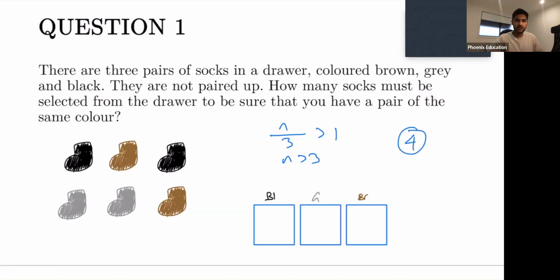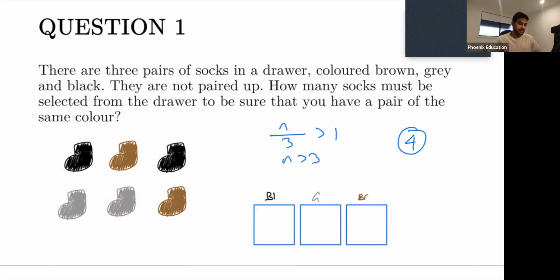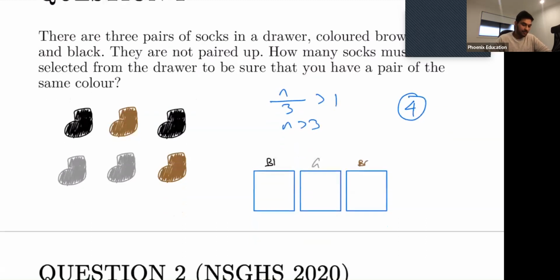Now this question is pretty intuitive. You could do this without using the formula. If you just think about it with these questions, think about it as the worst case scenario. Let's say that you're picking socks. The first one you pick is black, the second one you pick is brown, and the third one you pick is gray. So the worst case scenario is that you pick one of each color, and so far you haven't picked any of the same color. On the 4th sock, you'll have to pick one of the matching socks, one of the colors that matches, because you've already picked out all the colors. So that's why it's 4 socks that you need at the minimum.